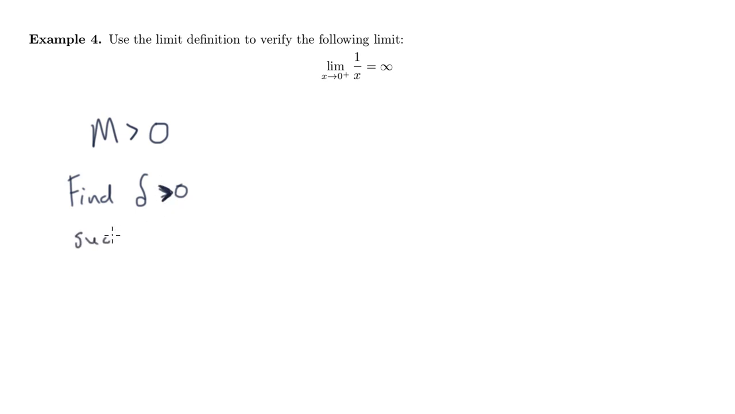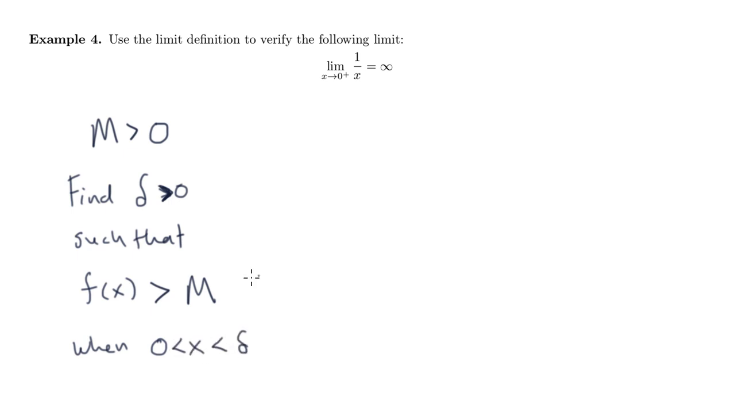such that, well, f of x should be bigger than m, whatever that number was that was given to me, when, in this case, the difference between x and 0 should be small, so less than delta. But remember, I'm looking at the limit from the right. So when x is between 0 and delta, and here I'm not using absolute values because I really mean x is a positive number between 0 and delta.